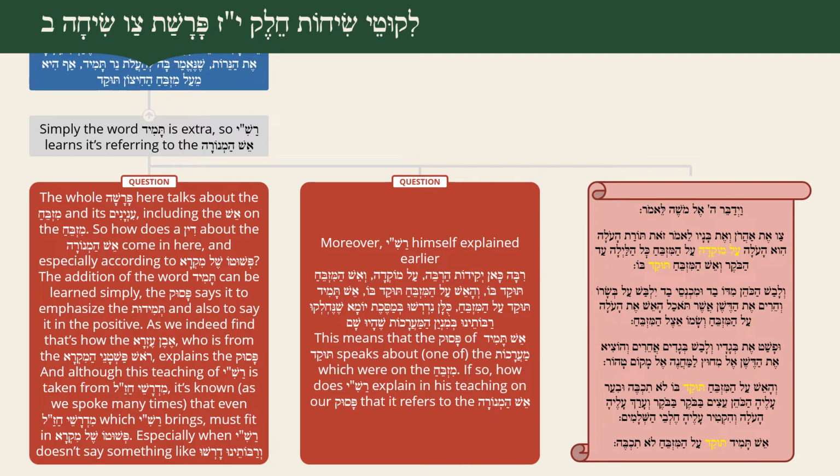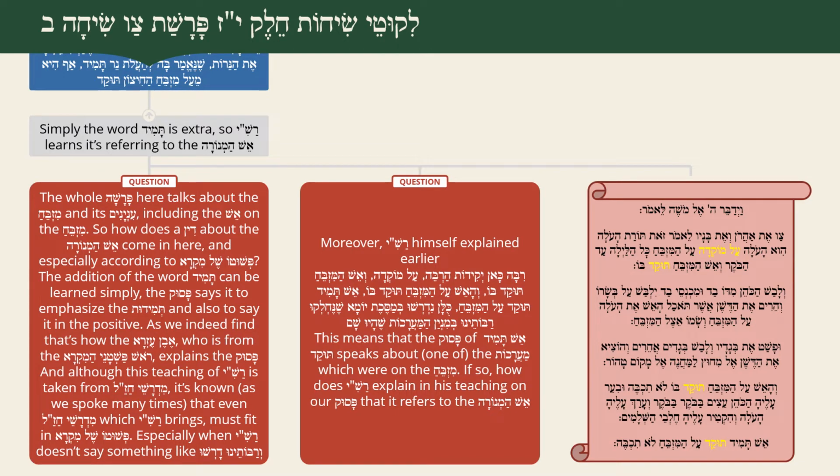The second question is, besides for there being a difficulty of how this fits in Pshuto Shel Mikra, it seems that it actually contradicts a previous teaching of Rashi. Moreover, Rashi himself explained earlier, in the pasuk right before this one, Rashi says, "Riba kan yichudim harbeh." If you look at the psukim here, the Torah speaks about a lot of yichud. It says "al moked'ah," then it says "v'Eish haMizbeach tukad bo," then it says "v'Eish haMizbeach tukad bo," and then we have our pasuk, the pasuk right after this one, where it says "Eish Tamid tukad al haMizbeach."